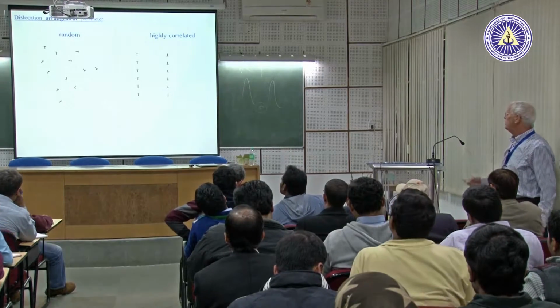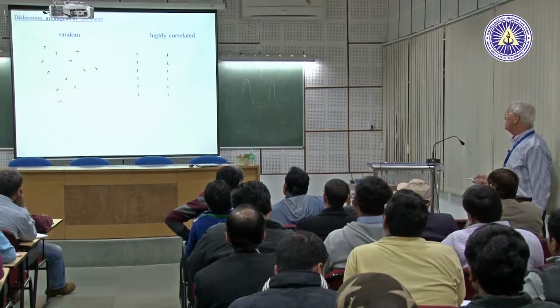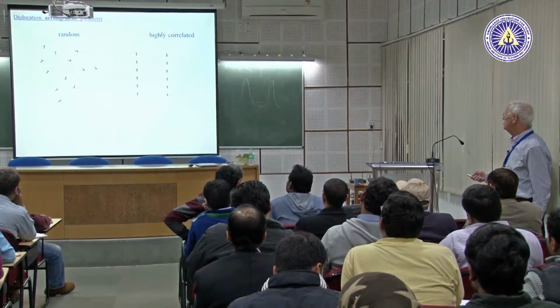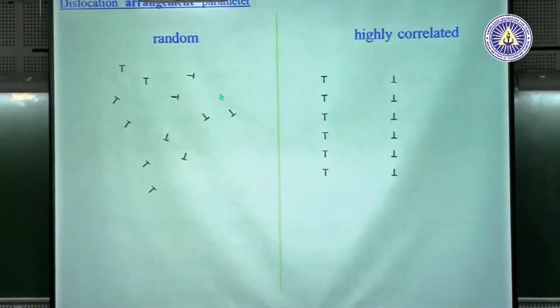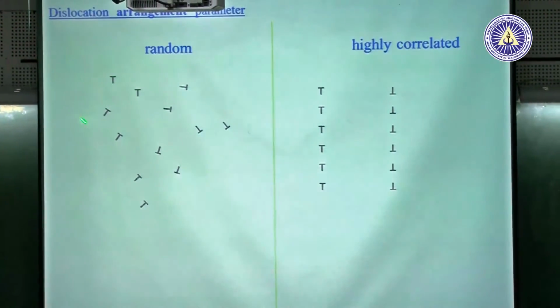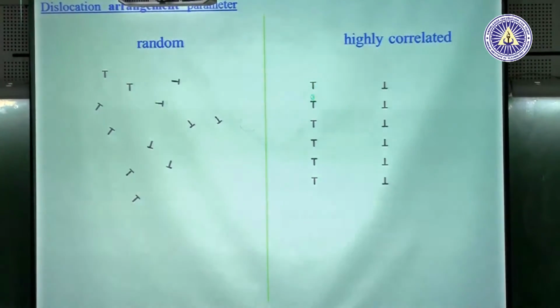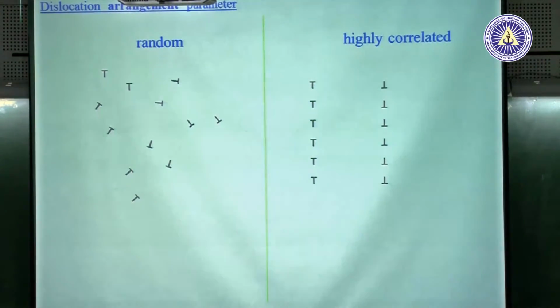Now, this is a random distribution of 10 dislocations. If you count them, 2, 4, 6, 8, 10, they are 12. And here are 1, 2, 3, 4, 5, 6, also 12. Two very different arrangements. The strain field of the two arrangements must be different.